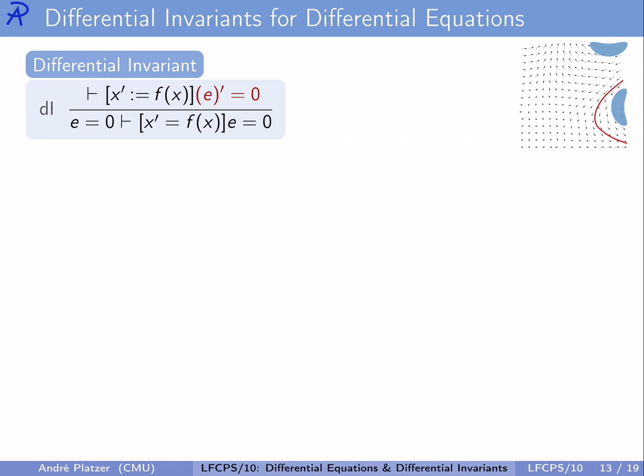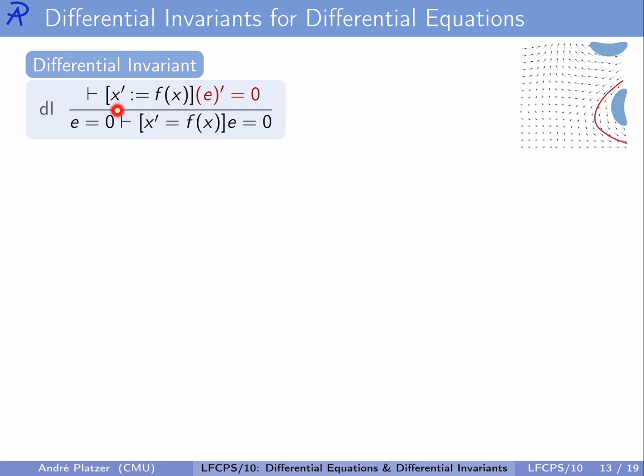Let's take these reasoning principles and add them all together in order to justify why we didn't actually make a mistake in the intuitive proof we scribbled down, using the differential invariant proof rule. The one that says if e is 0 in the beginning, then e is 0 all the time after following the differential equation x prime equals f of x.